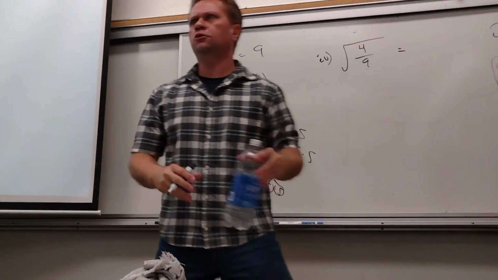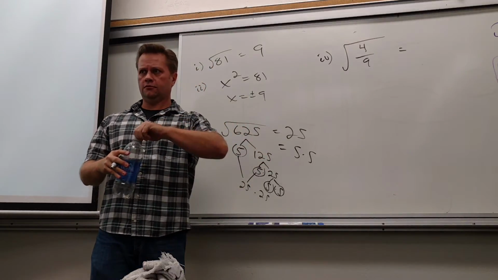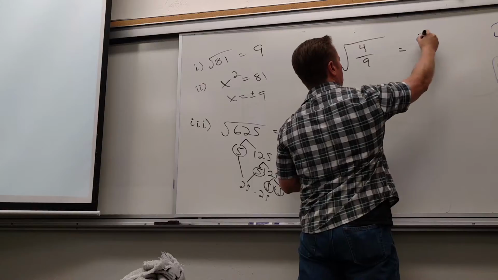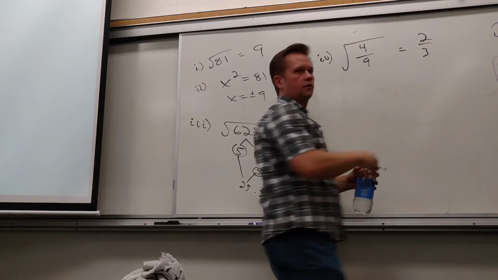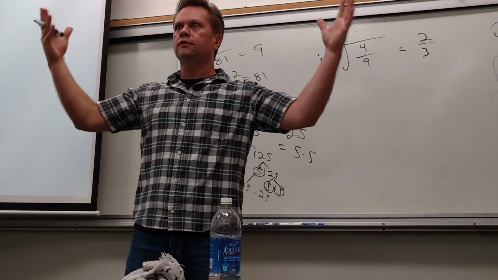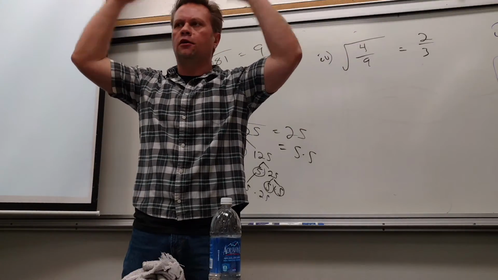Don't overthink it. What's on the top? 2 over 3. Square root of 4 is 2. Square root of 9 is? 3. And what's 2/3 times 2/3? 4 ninths. So you don't have to think about the whole fraction at once.